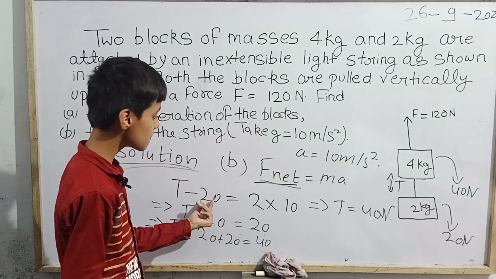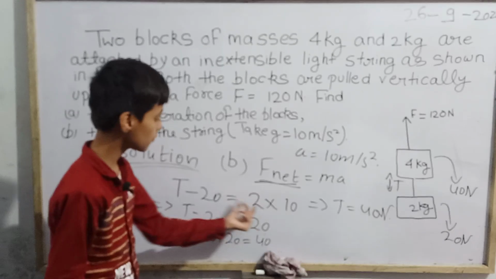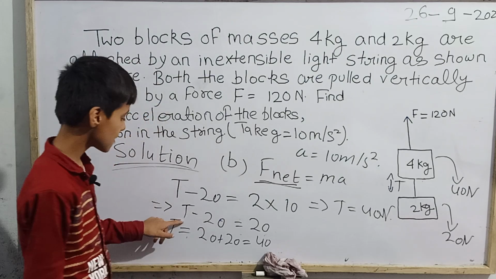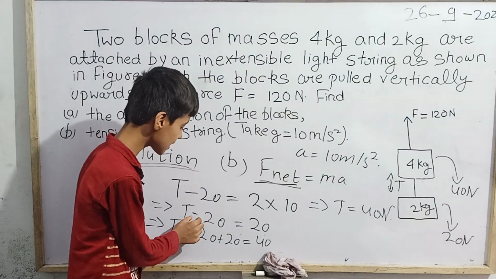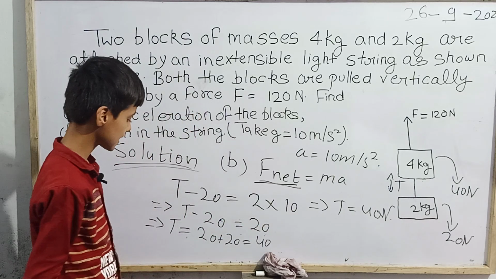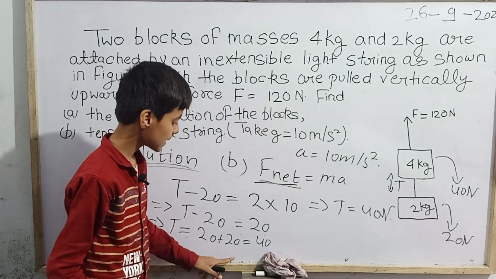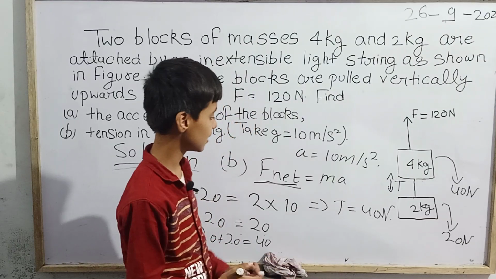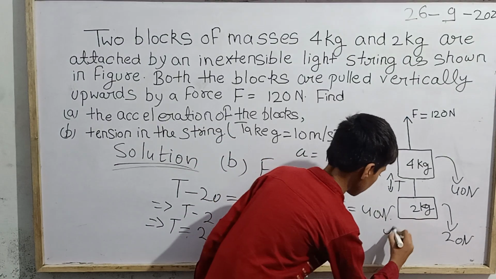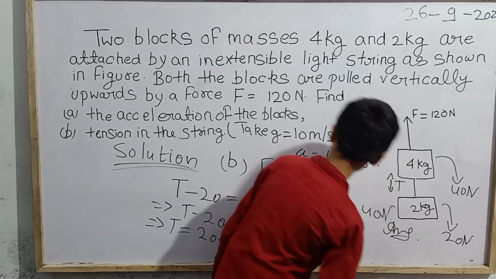How did 40 newtons come? We only have to put in the formula, net force equals mass into acceleration. T minus 20 is 20. The 20 goes to the other side; here it was negative, there it becomes positive. So T equals 20 plus 20, which is 40. So T equals 40 newtons in SI unit. This is our second answer.